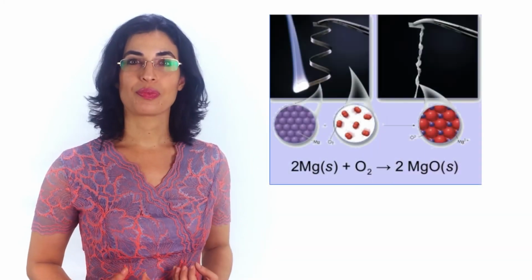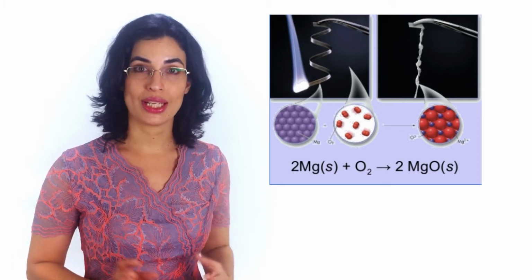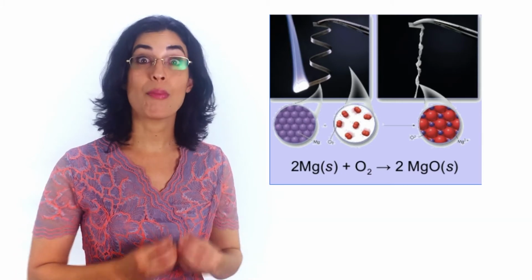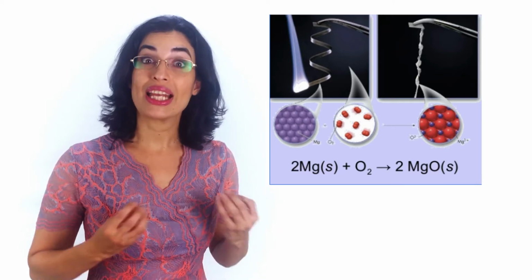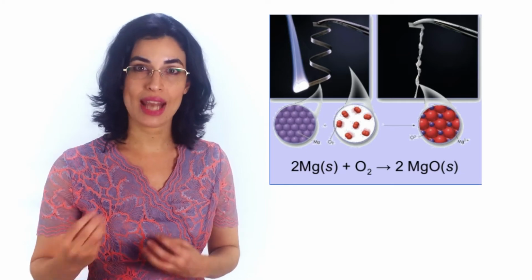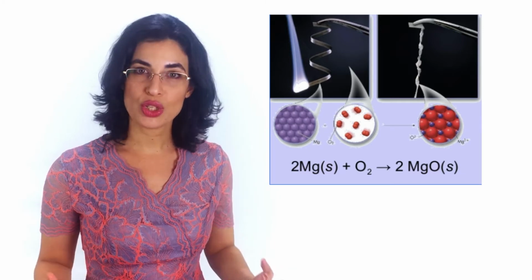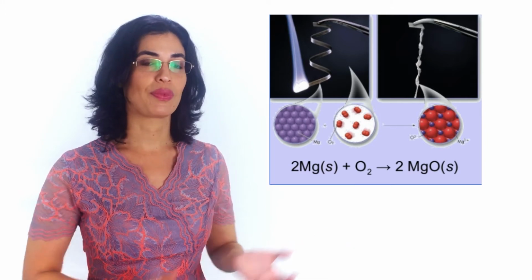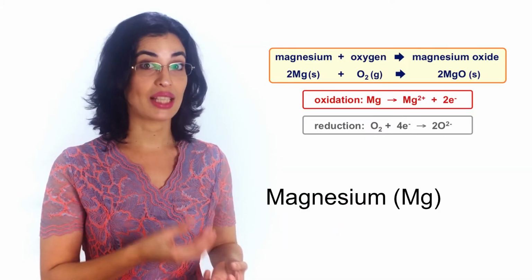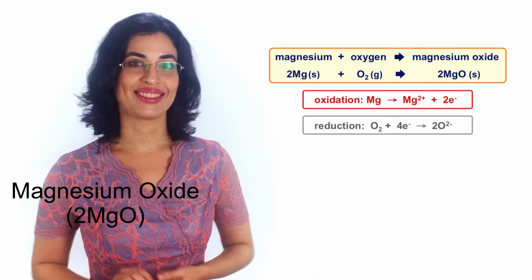For example, when a thin strip of magnesium metal is burned in an open flame, it produces a bright light. When the magnesium strip is completely burned, a white powder is left, and this is known as magnesium oxide. The equation for this reaction is as follows: magnesium reacting with oxygen to produce magnesium oxide.